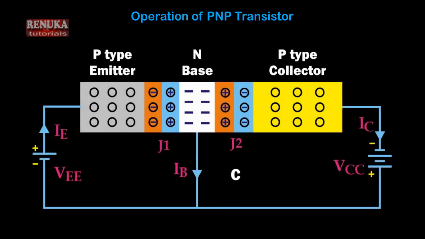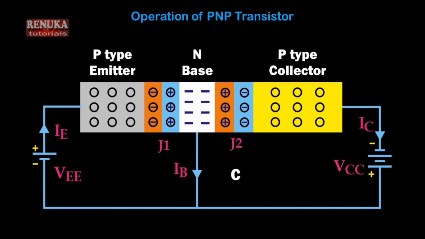Now second, let us see the example of the PNP transistor and how it works. In the same way, we have to draw a crystal semiconductor diagram. You can see in the diagram, there is a transistor, and this transistor is of PNP type. So P-type emitter, P-type collector, and the base is of N type. There is a junction between base and emitter, which is denoted by J1, and there is a junction between base and collector denoted by J2. This J1 is forward biased.